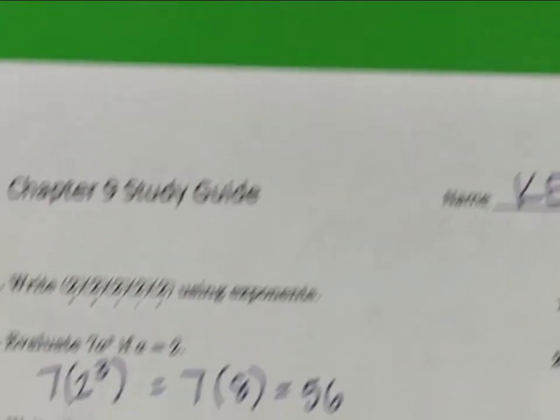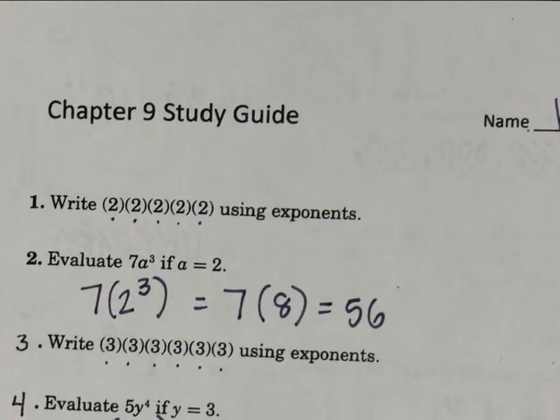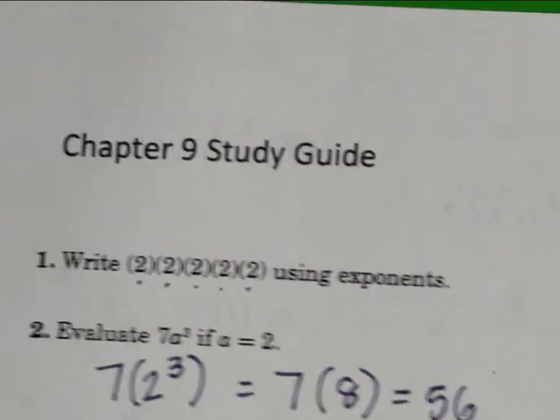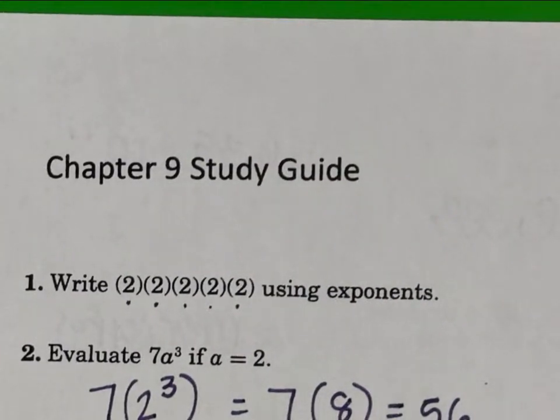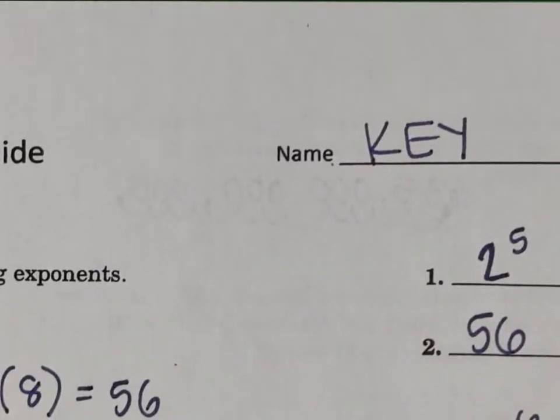All right, so number 1, how many 2's do you have there? You've got 5. So if you are going to write that using an exponent, that means your base is 2 and you're raising it to the 5th power. You're just counting up however many 2's you have, and that is your exponent.